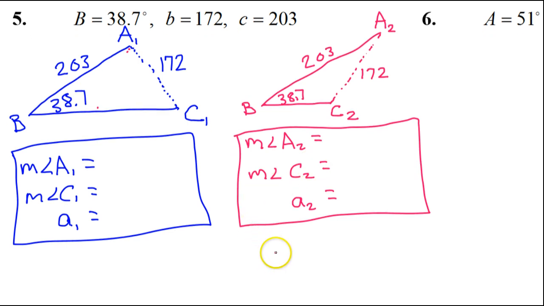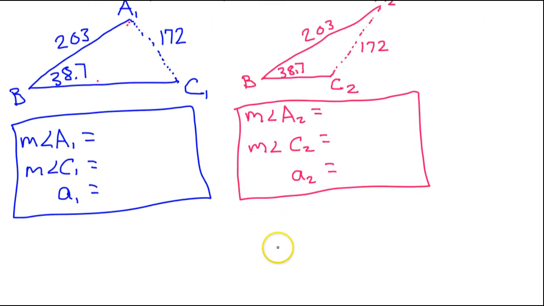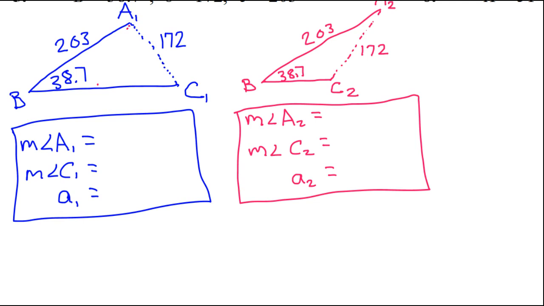So we're going to solve these using the law of sines. Let's start with the blue triangle. We have this angle and opposite side pair. So this is where we will begin.